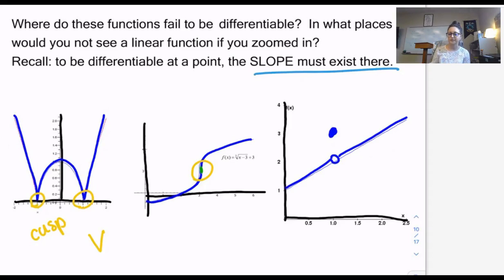Where do you think the problem is for that last graph? The problem is here, when I zoom in right there at x equals 1, what am I going to get? I'm just going to get empty space, or here I'm just going to get a dot. In either case, it is not going to look like a linear function. So this function fails to be differentiable at x equals 1.